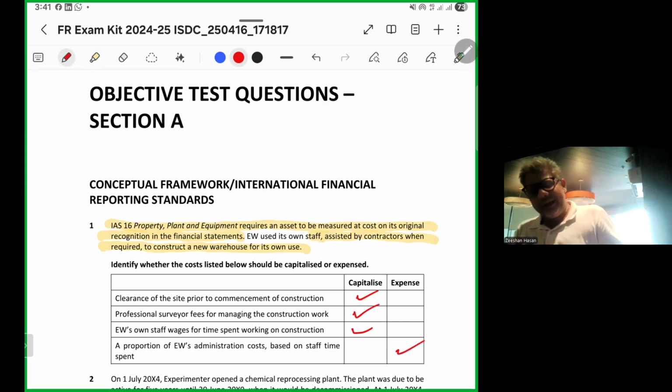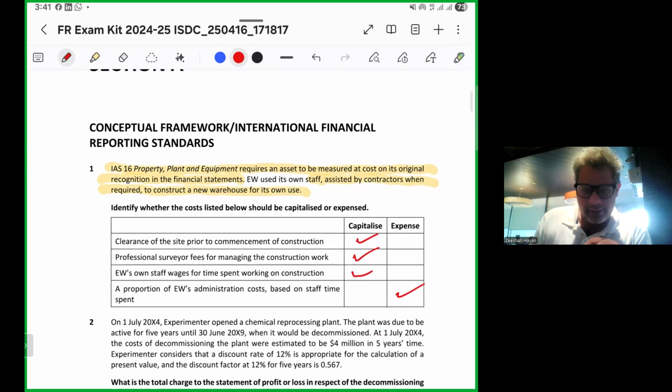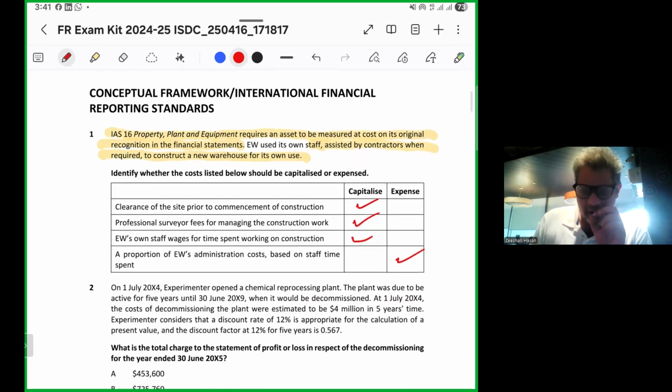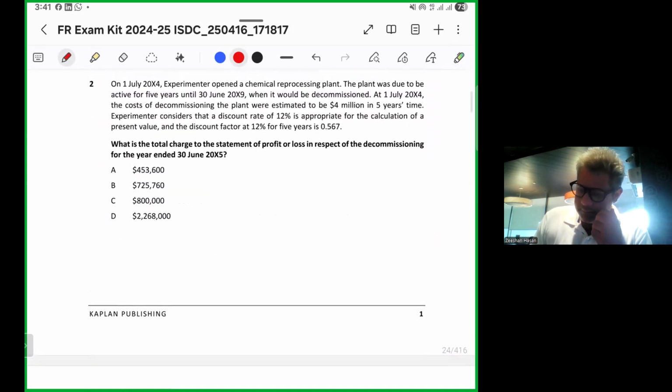So the allocation of EW's administration costs would not be included, as these costs are not directly incurred as a result of carrying out the construction. All of the other costs would not have been incurred without the related assets being built. Okay, next question.